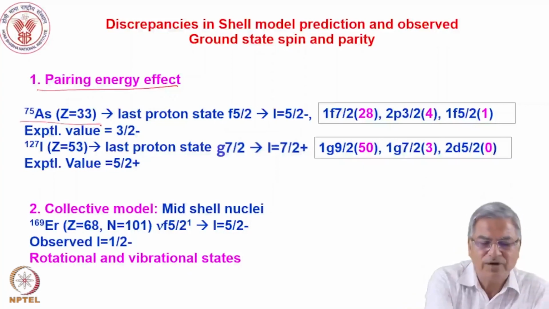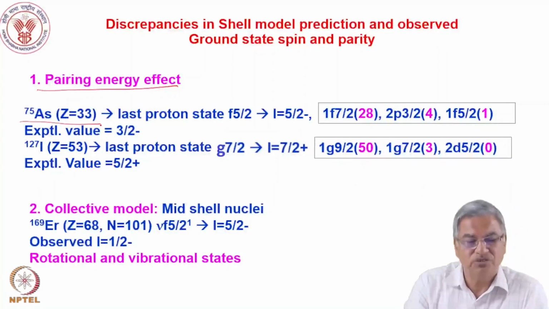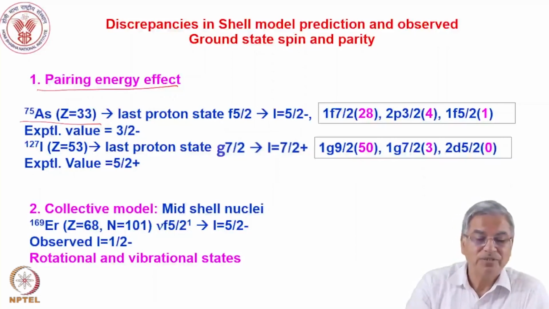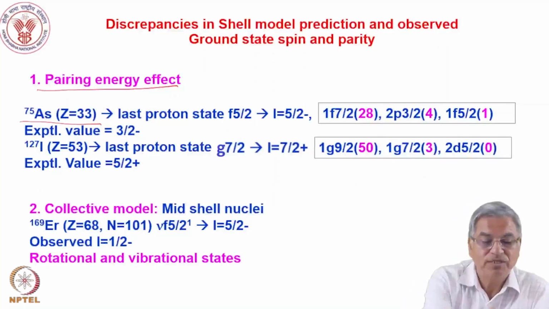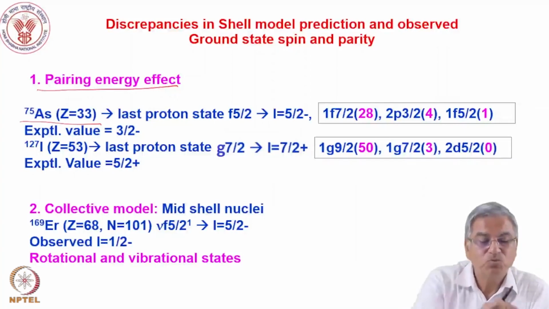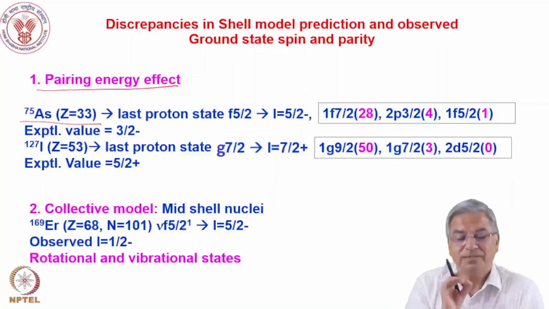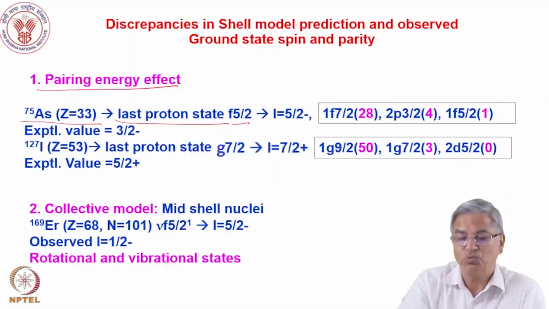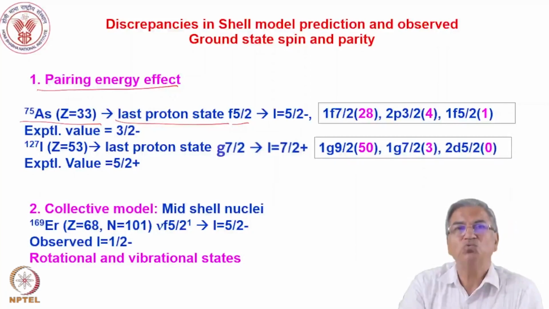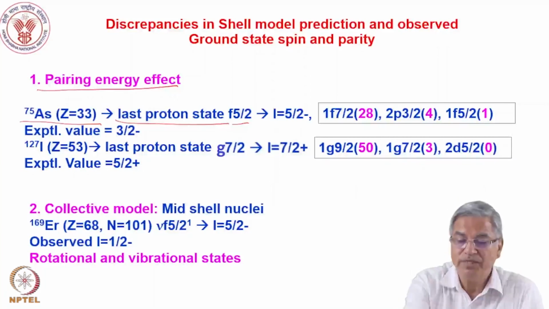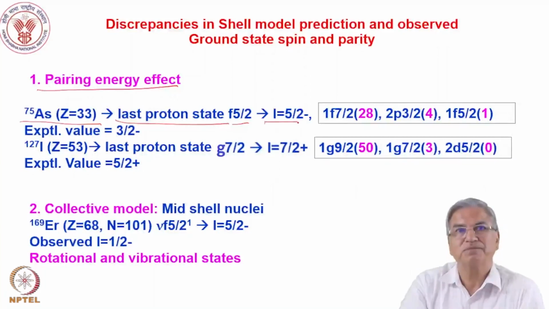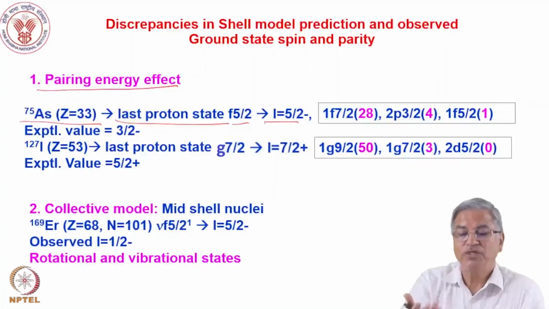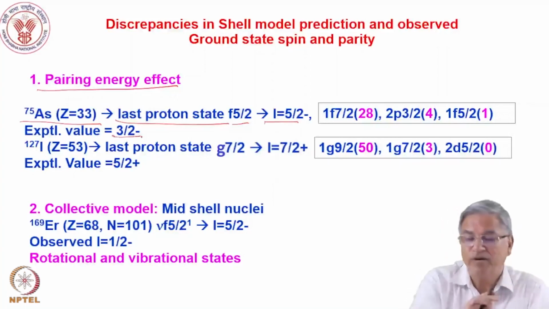So arsenic-75, atomic number is 33, and we have 42 neutrons. So this 33rd proton, what is the spin state of the 33rd proton? You can see here the last proton state is f5/2. F5/2 is the occupied state, and according to this it should be 5/2 minus. But actually the observed value is 3/2 minus.